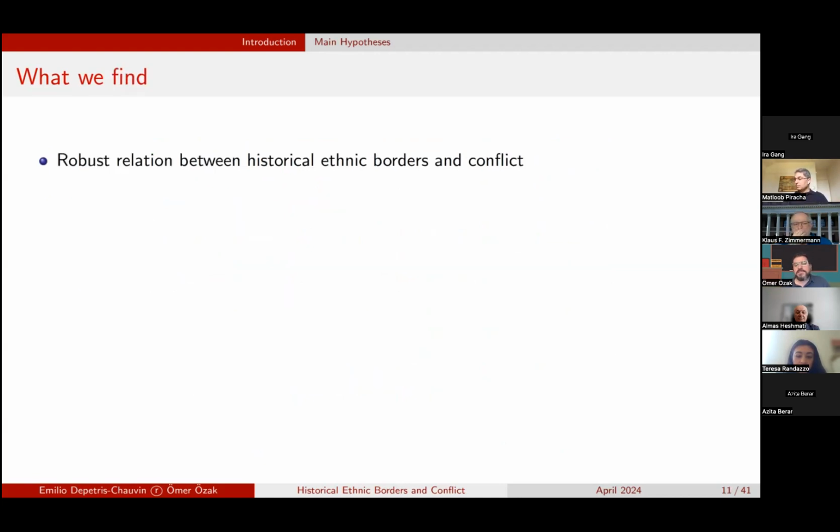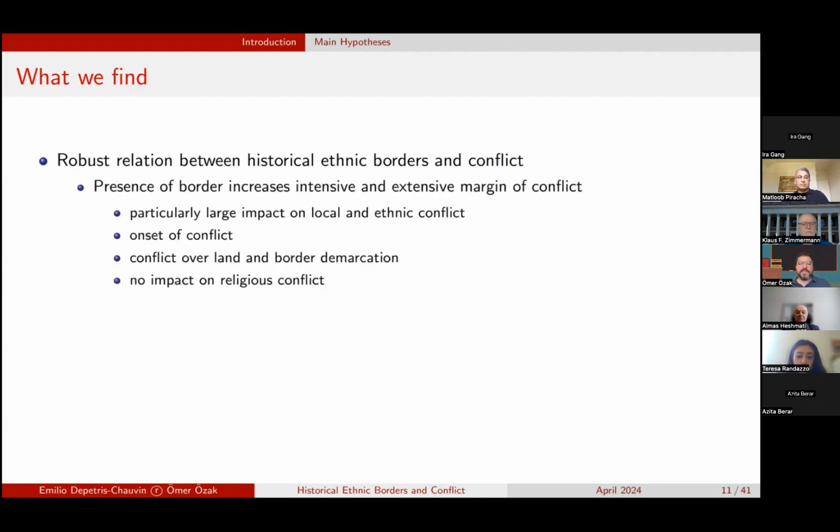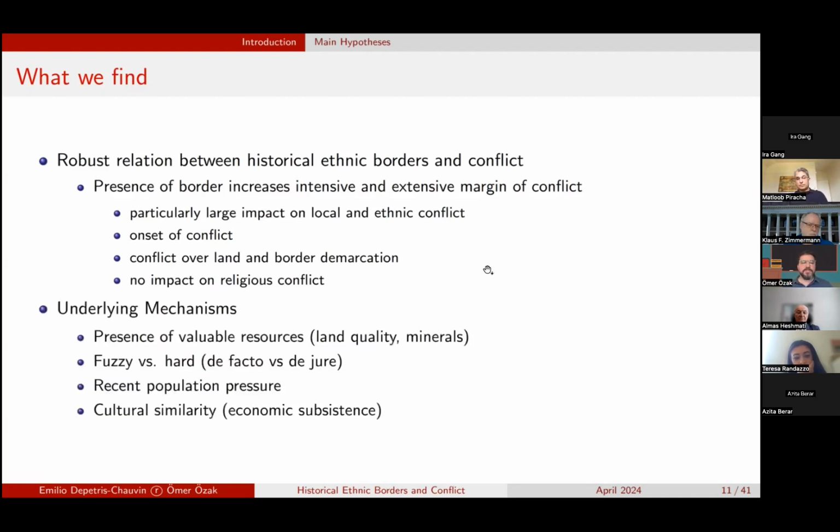What we find is a very robust relationship between historical ethnic borders and intrastate non-civil conflict. The presence of a border increases both the intensive and extensive margin of conflict, especially the types of conflict that are about local issues or ethnic issues. We have a huge impact on the onset of conflict, so basically where conflict starts, and on conflicts over land and border demarcation. Interestingly, we find no effect on religious conflict.